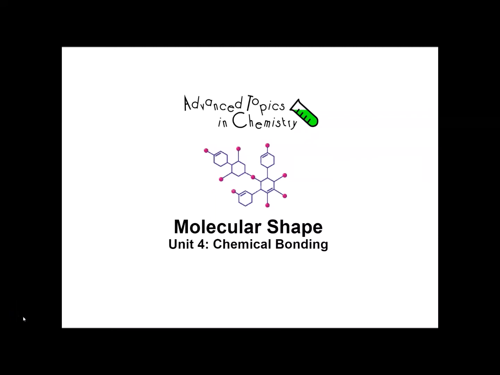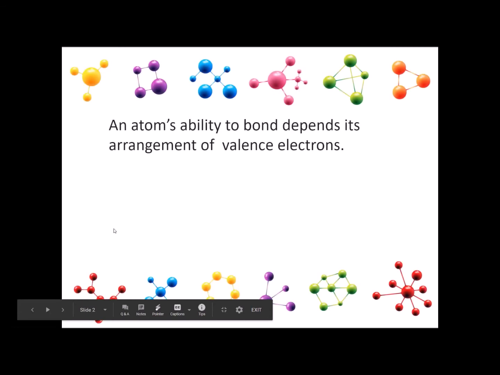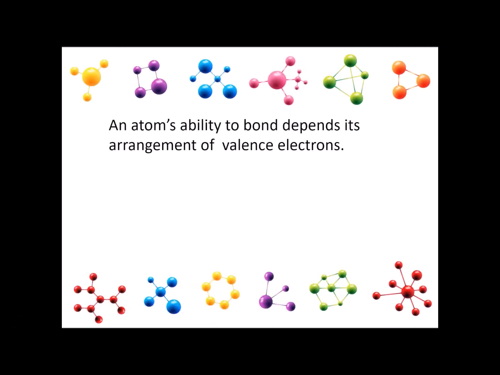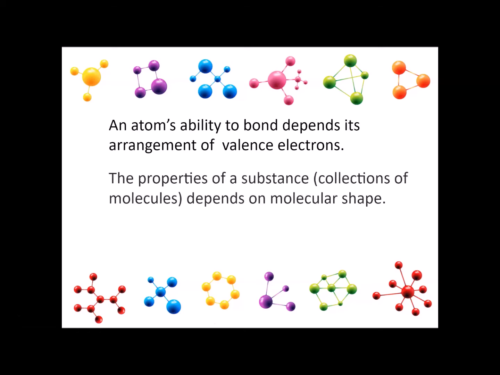Students, in this note set, we're going to take a look at the shapes of molecules, which result from writing good Lewis structures for them. First of all, we know that an atom's ability to bond depends on its valence electrons and how they're arranged. We know something about how atoms can bond together following the octet rule, with some exceptions to that.